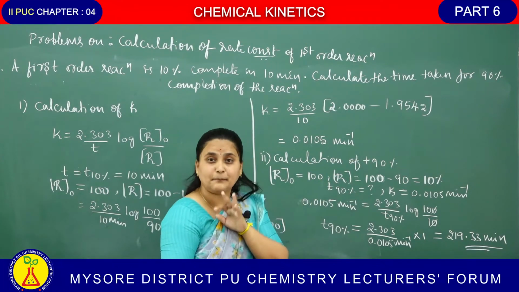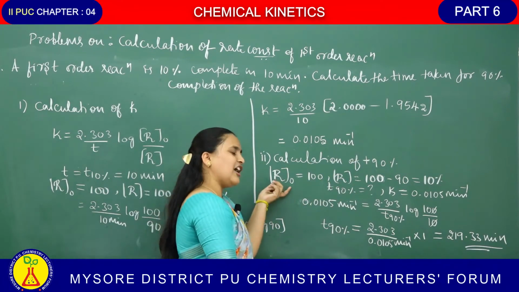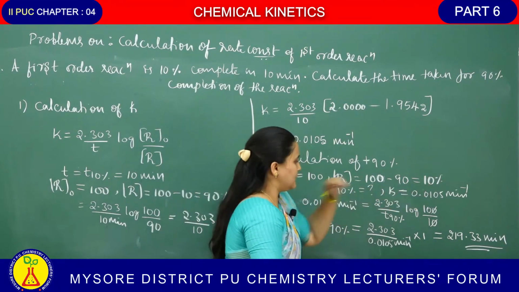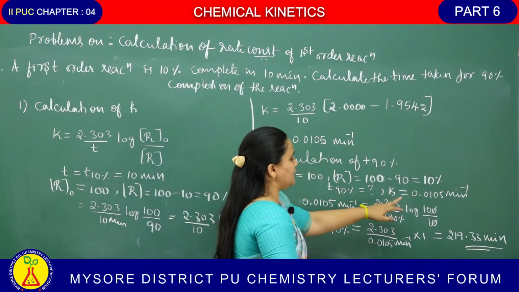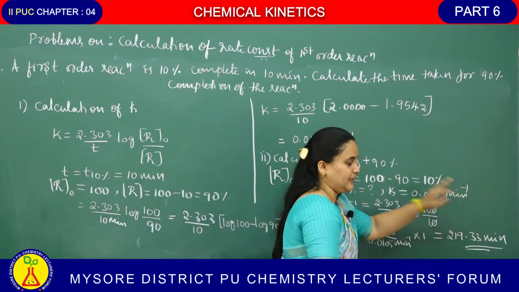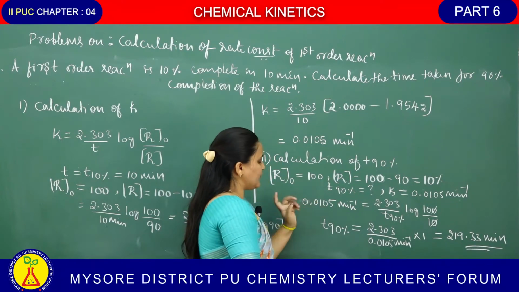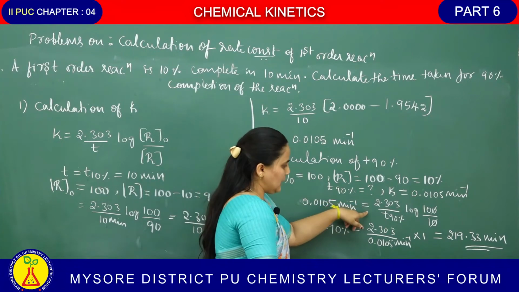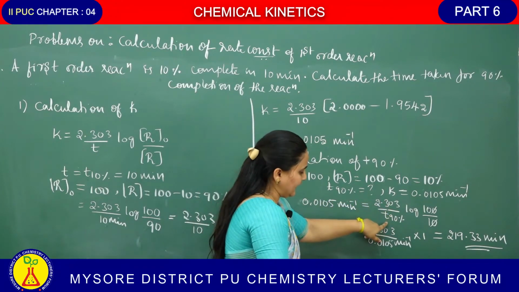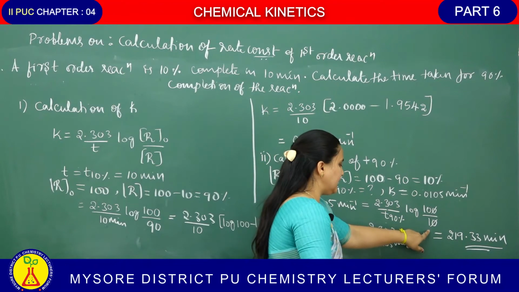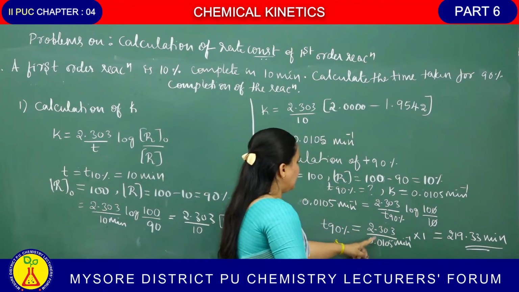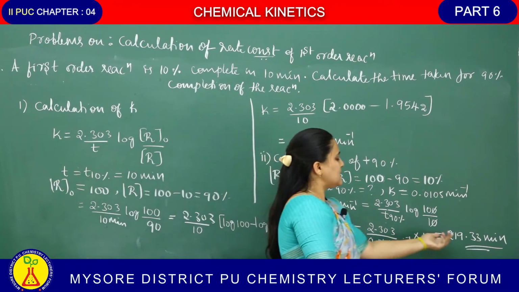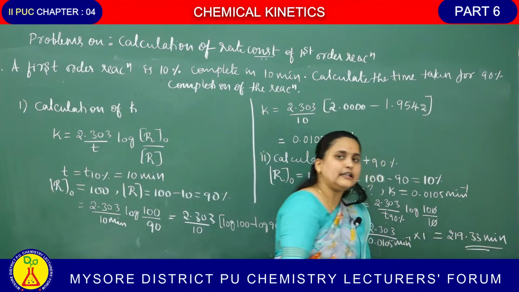In the same way, we have to calculate the T90%. How much time it has taken for 90% of the reaction to complete. R naught same 100. R is 100 minus 90, 10%. K we have calculated already. What is the value? 0.0105 per minute. Substitute all the values for the formula. K is how much? 0.0105 per minute equal to 2.303 T90% log 100 divided by 10. Log 10 is 1, and rearranging the above equation, we have to calculate the T90%. Final answer is what? 219.33 minute.